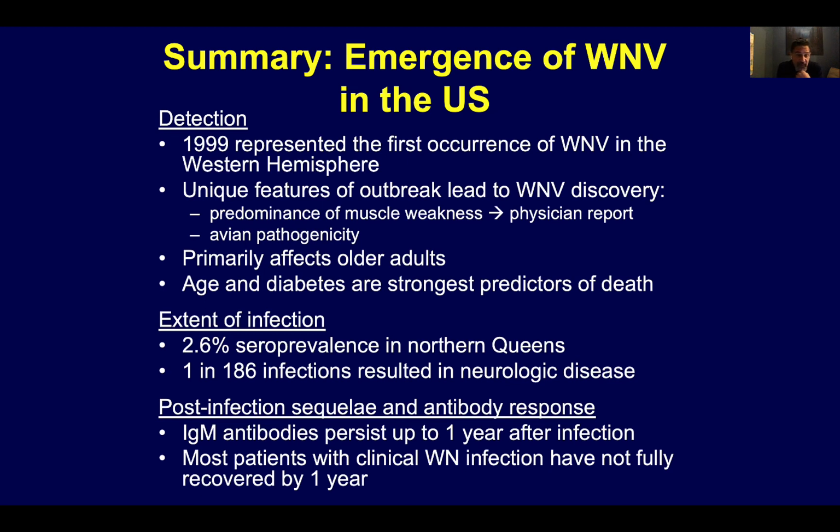We learned that it primarily affects older adults in terms of its severity, and age and diabetes are the strongest predictors of death given a severe case of West Nile virus infection. In the outbreak investigation around the time of its emergence in New York City, we found a 2.6% seroprevalence in northern Queens, so a substantial proportion of the population was infected over a short period of time, and about 1 in 186 infections resulted in neurological disease. There is also clear evidence of post-infection sequelae and antibody response, with IgM antibodies persisting out to a year after infection in some cases, and maybe longer. And most patients we found with clinical West Nile virus infection did not fully recover by a year.